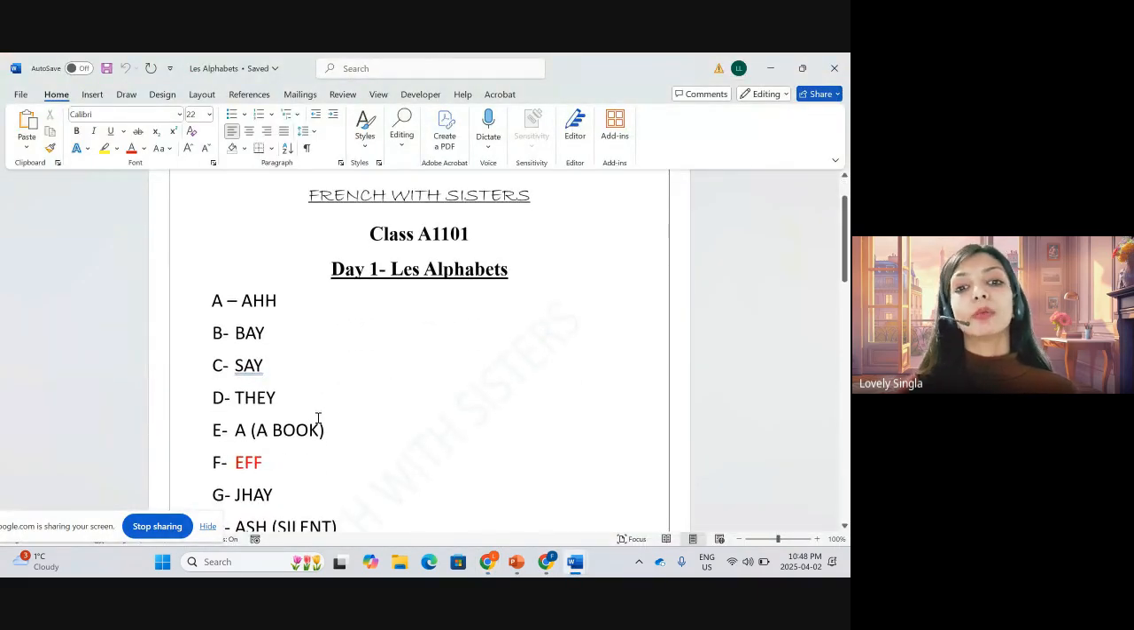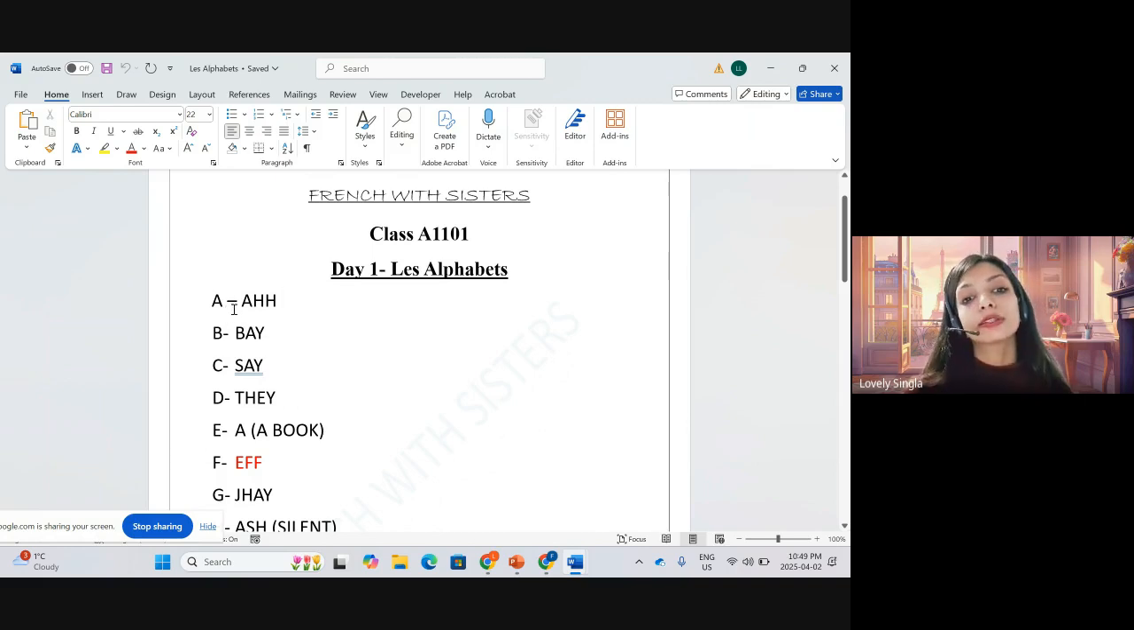Okay, so we will be covering alphabets today. Day one, les alphabets. So les alphabets in French, that means the alphabets. So as I mentioned, in French, we will start with alphabets. Just to make sure that you guys know this, when you talk about alphabets in French, in English, there are the same alphabets. In English, we have 26 alphabets from A to Z. Similarly, we have 26 alphabets in French, A to Z, and they're written the very same way as we write them in English, total 26 alphabets.